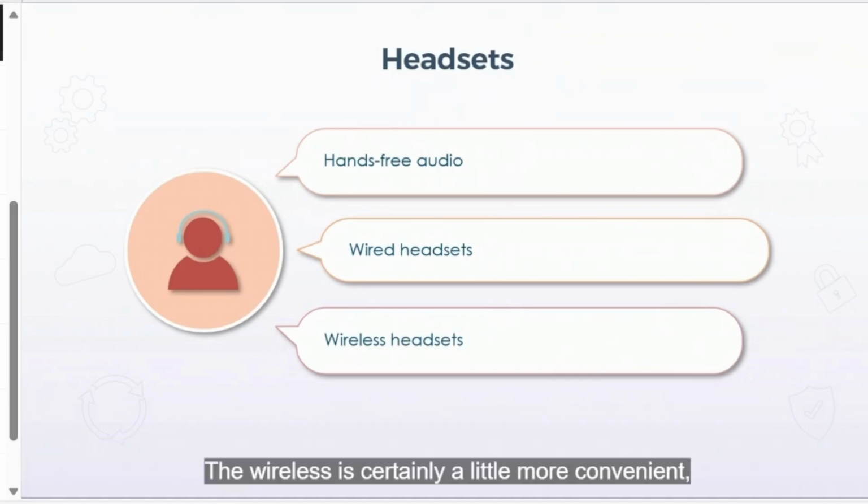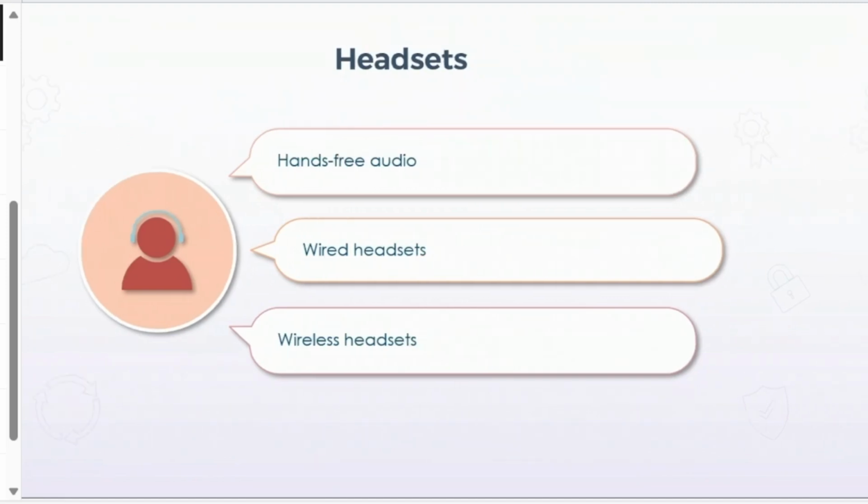The wireless is certainly a little more convenient, but bear in mind that since it's wireless, it will need its own source of power, so they will likely have a charging cradle or perhaps a USB connector for recharging. Wired models would draw the power directly from the mobile device itself, so no independent power is required.